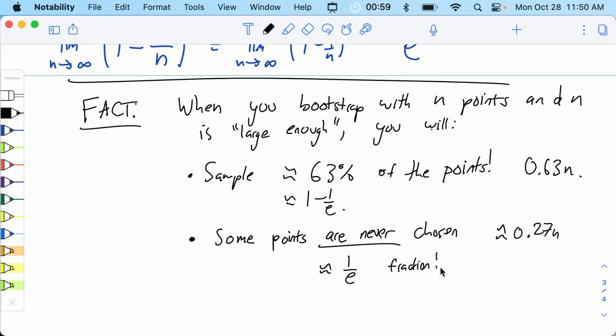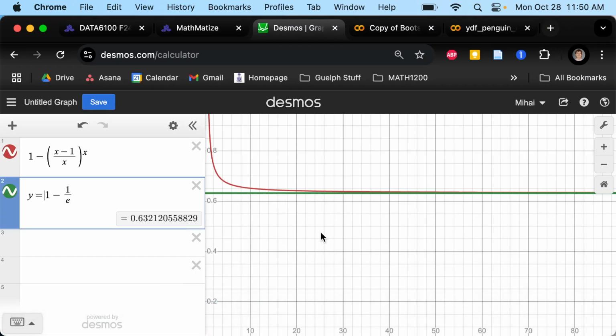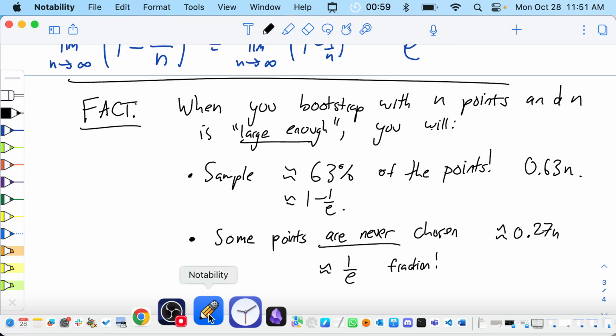So this is the fact that you must know. And what does large enough mean? We can look on the Desmos graph and see what large enough means. Large enough just means anything larger than like 30, right? How big is the difference here? It's already 63.8 and it goes down to 63.5. Once you're at like 20 or 30 points, anything larger than that will be very, very close to this thing.